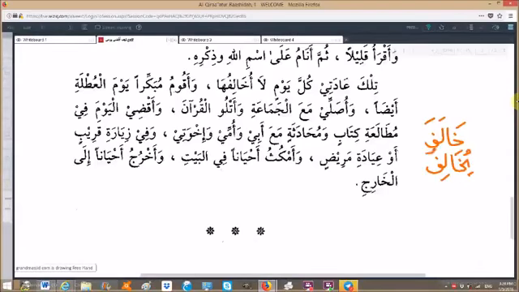Yukhalifu, to do something different. Khilaf, to oppose it. I don't do anything different than it. Ha, referring back to ada. It's feminine. La ukhalifuha. I don't do anything different than my habit, than my custom, than my schedule or program. وَأَقُومُ مُبَكِّرًا. And I wake up or I get up early.